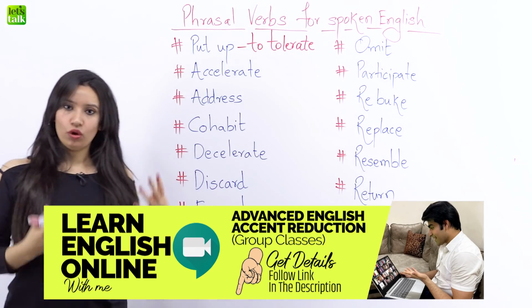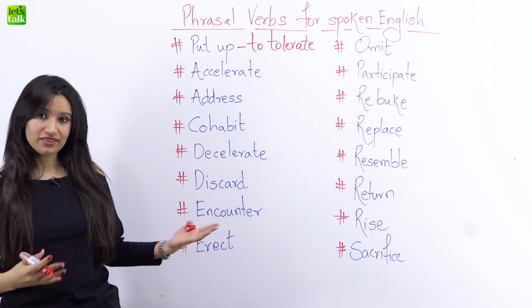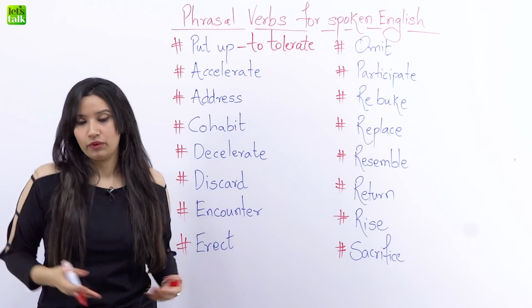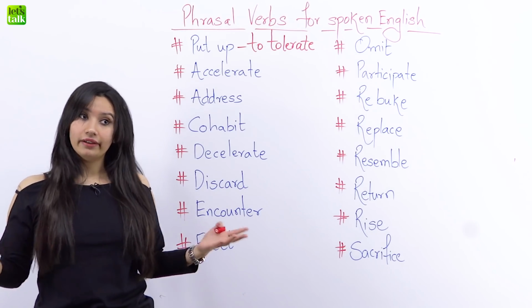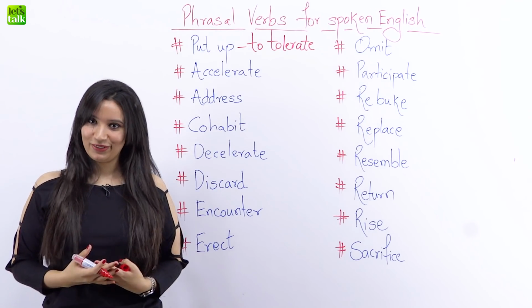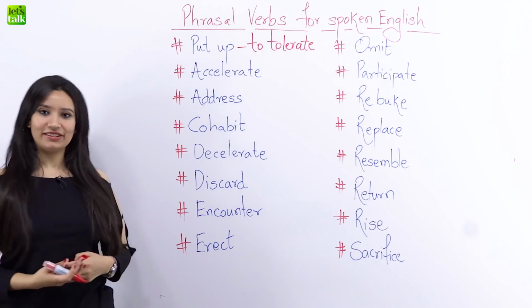So if you want to talk about someone whose behavior you just cannot tolerate, it's better to say, I just can't put up with this behavior. I don't know how does she put up with this behavior. Instead of saying that I can't tolerate his behavior, or I don't know how does she tolerate his behavior. Okay? Now we look at the next one that we have, and this is accelerate.